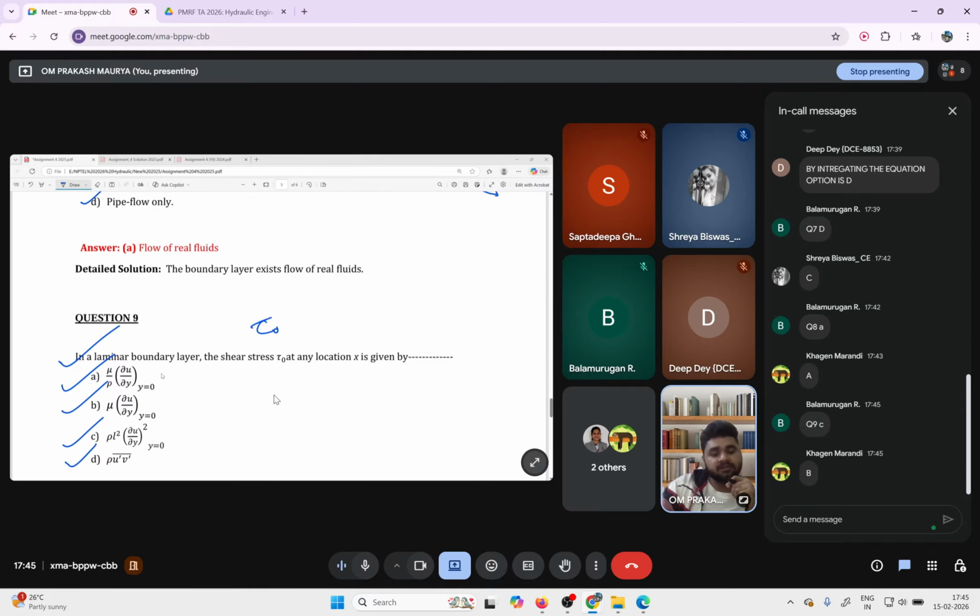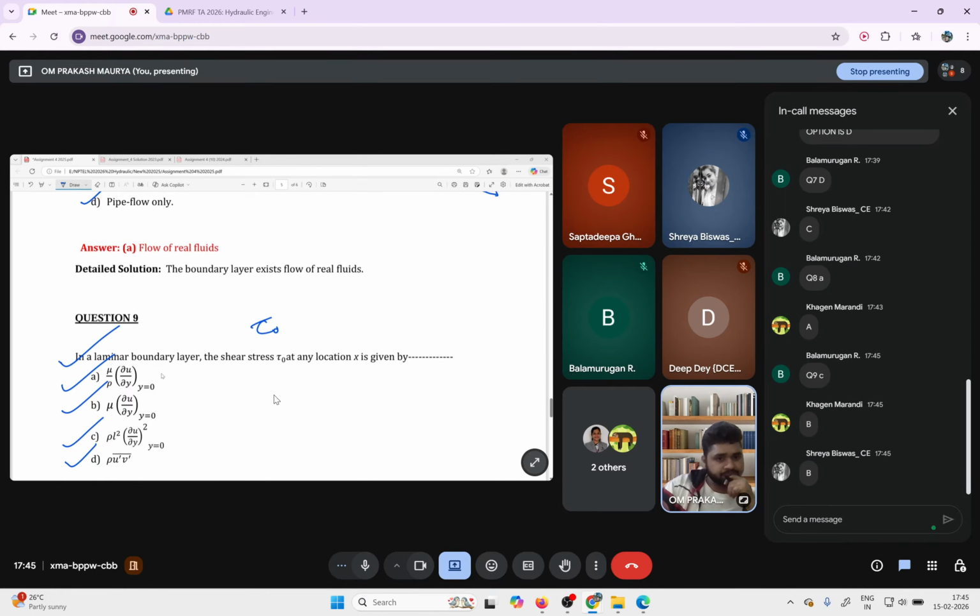The question is asking here in the laminar, not in the turbulent. Shreya is telling B option, fine. Del u by del y at y equal to 0. Other students, please also attempt and think about it. Which option will be correct?